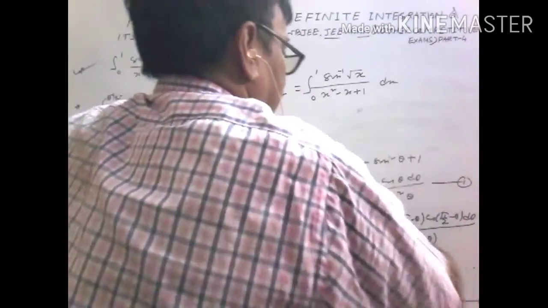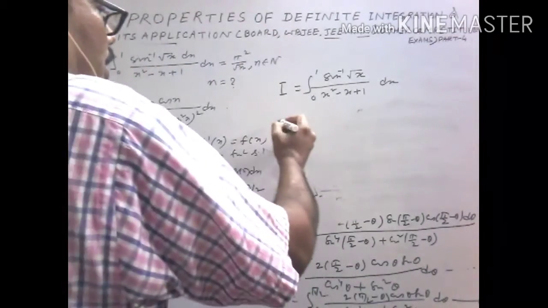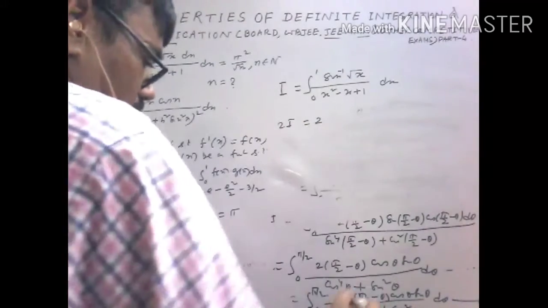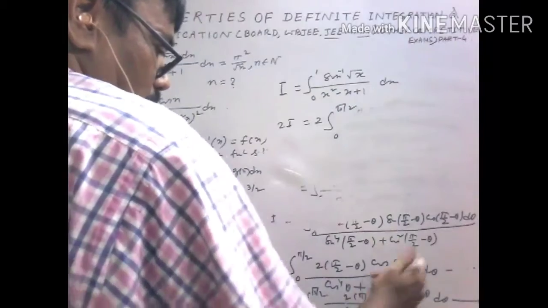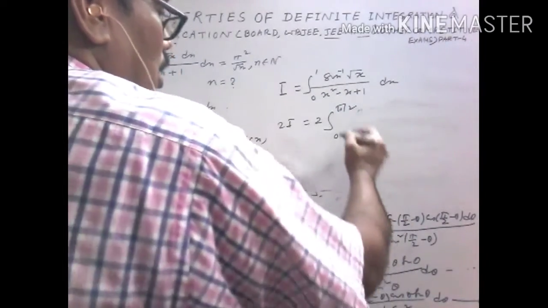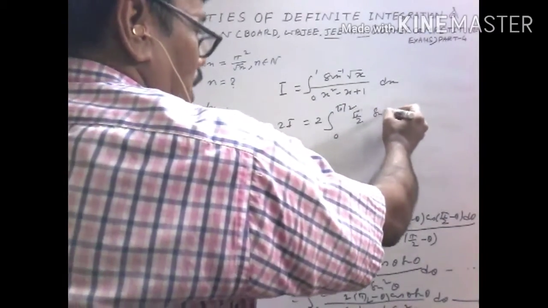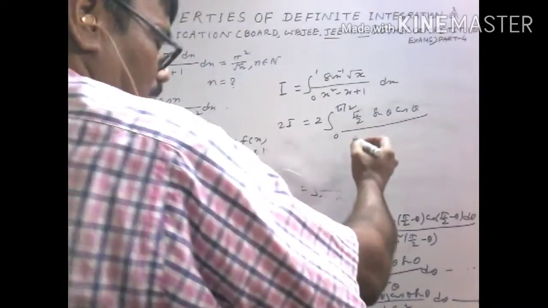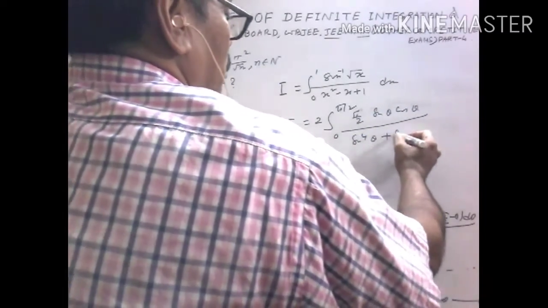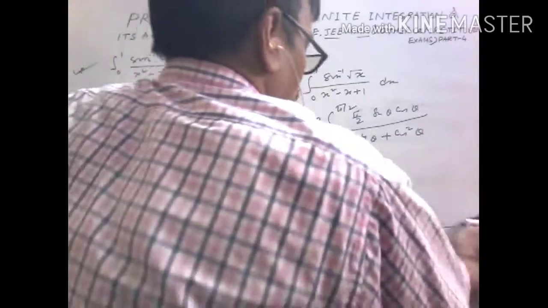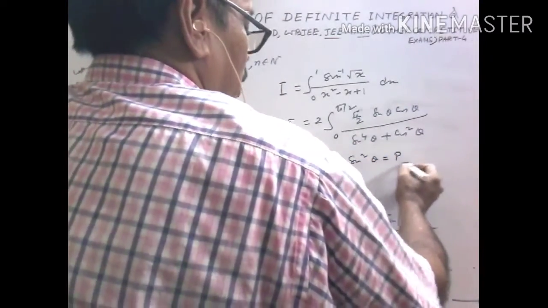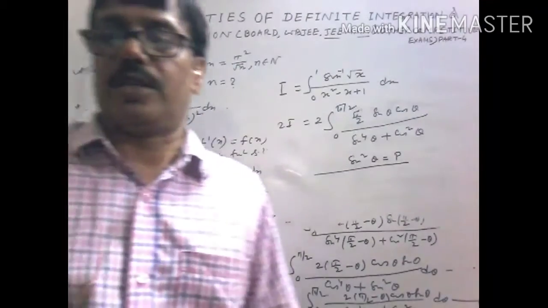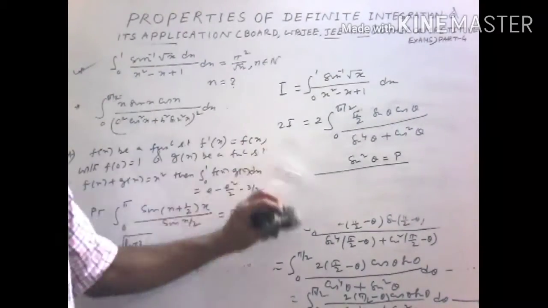Look. So if we add 1 and 2, what are we getting? 2I equals to 2 outside, 0 to pi by 2, pi by 2 sin theta cos theta by sin to the power 4 theta plus cos square theta. Now you complete this one. Now it is simple. Put sin square theta equals to p.